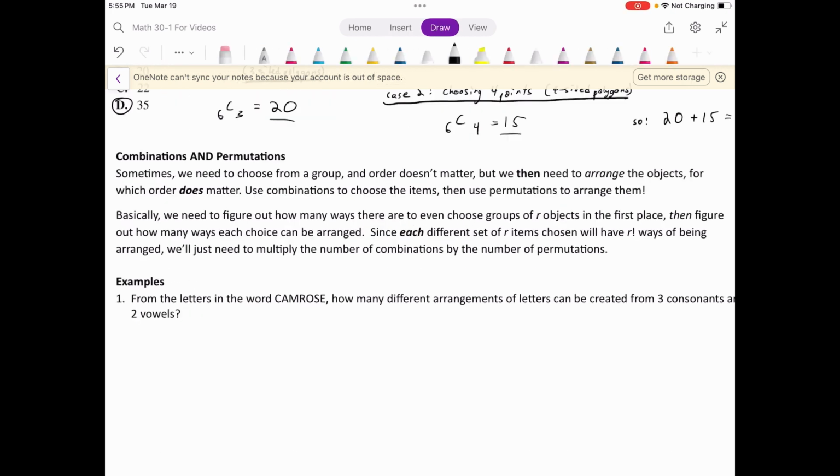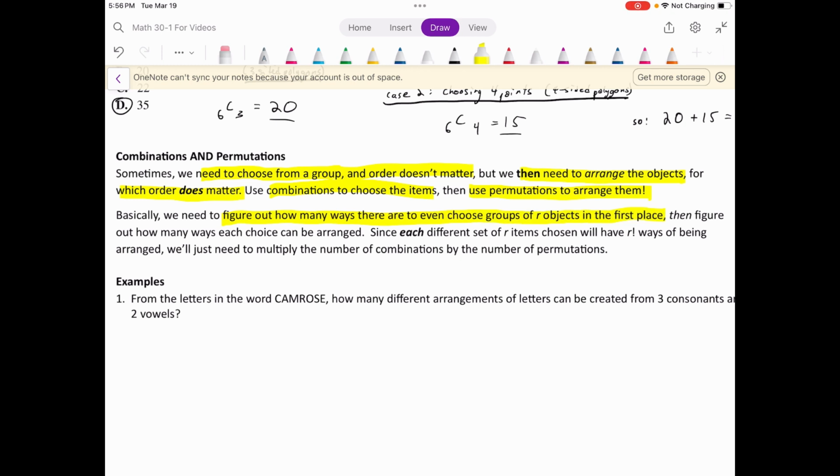So the last thing here is when we have combinations and permutations. It's usually like a combination within a permutation or vice versa, right? So sometimes we need to first choose from a group, and the order we choose them doesn't really matter. But then we need to arrange the objects for which the order does matter, right? So essentially what we're going to do is use combinations to choose the items, and then we'll use permutations to arrange them. Basically what we're doing is figuring out how many ways there are to even choose the groups of R objects in the first place, right?